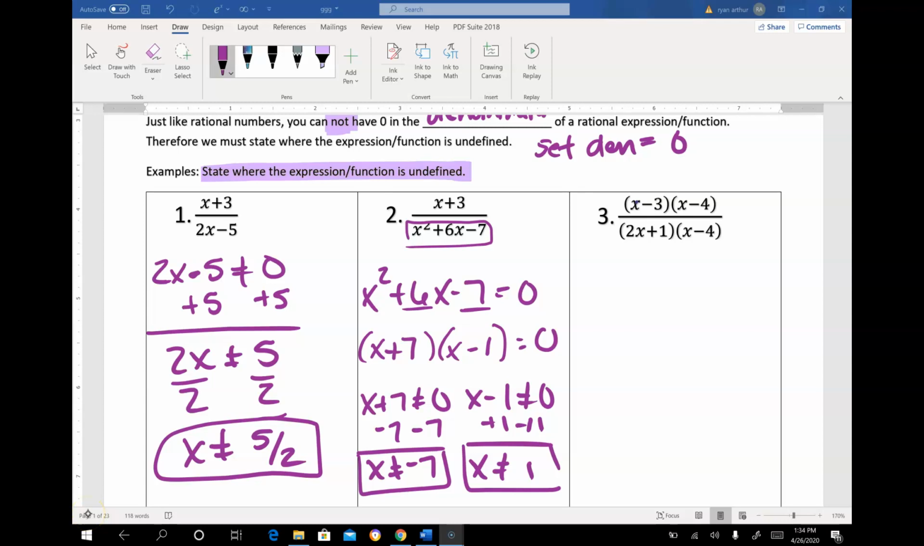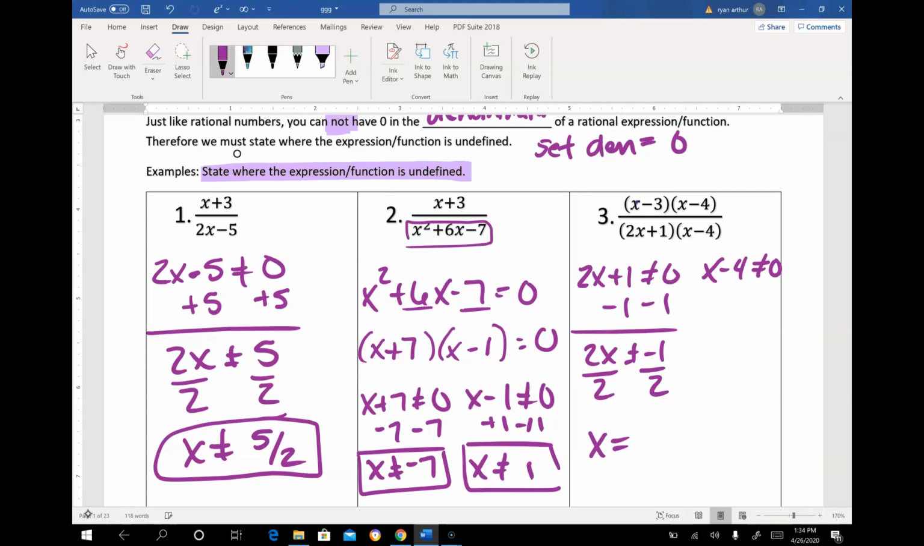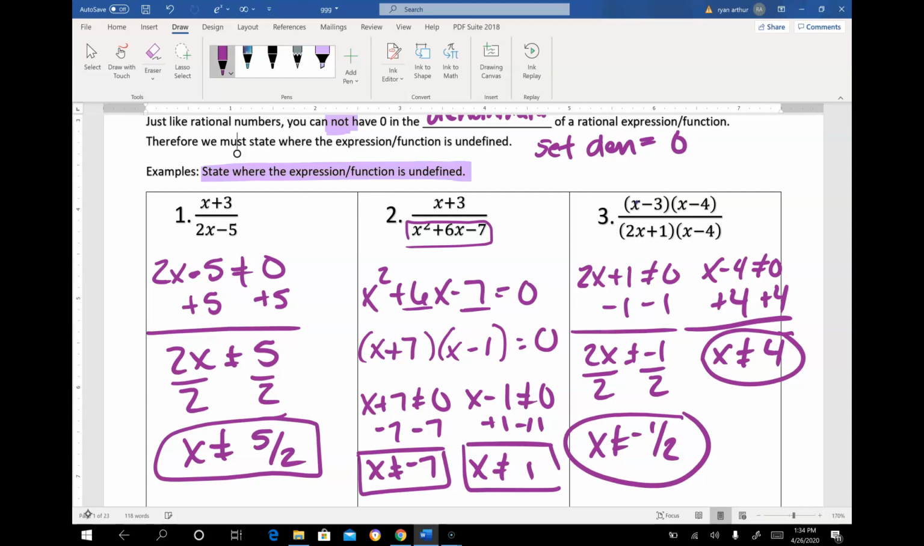Alright, so the next one is state where it's undefined. This one's already in factored form for us, so that's good. So we're going to set each parentheses not equal to 0. Okay? So then we solve. This one's going to have an extra step. It's going to be 2x cannot equal negative 1. And then we divide by the 2. So x cannot equal negative 1/2 here. Add the 4 on the next one. And x cannot equal 4. So x cannot equal 4, nor can it equal negative 1/2.